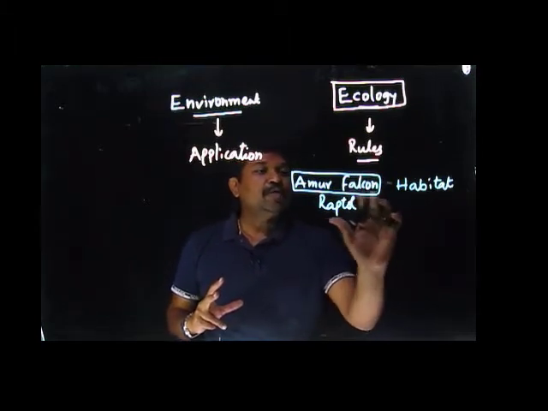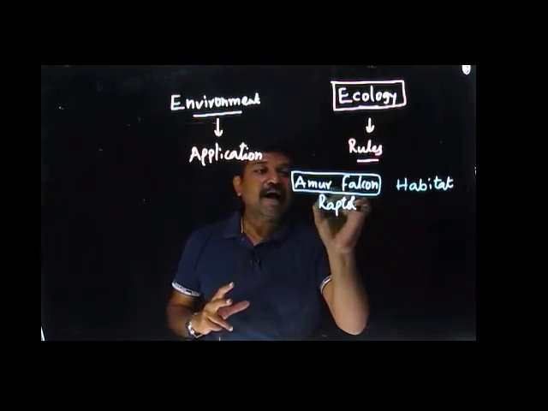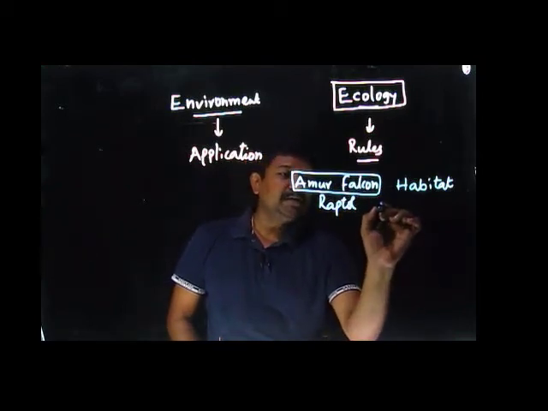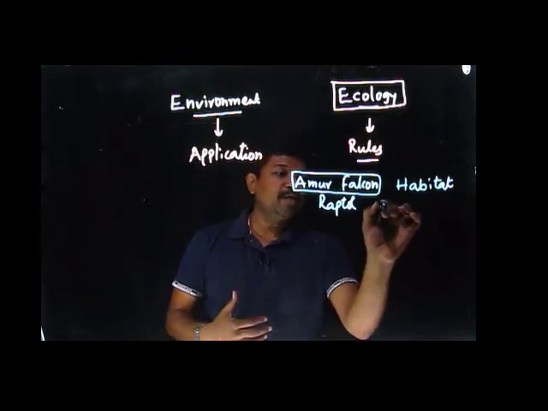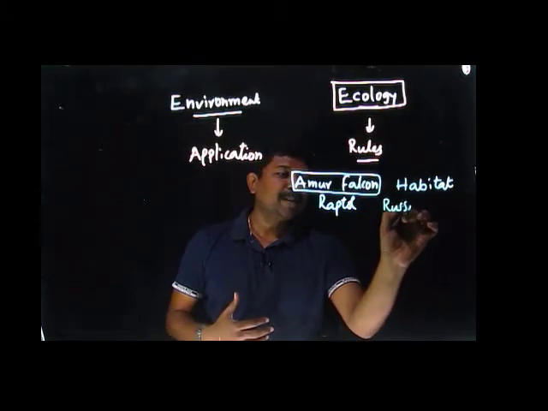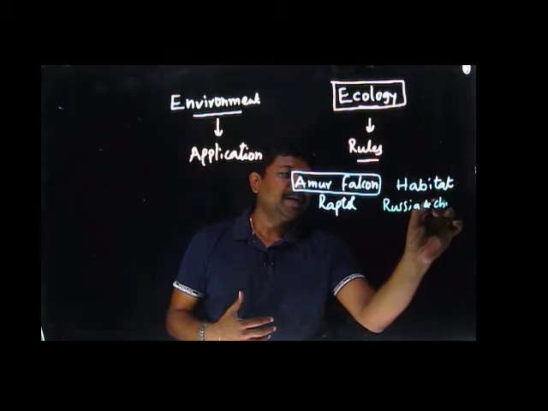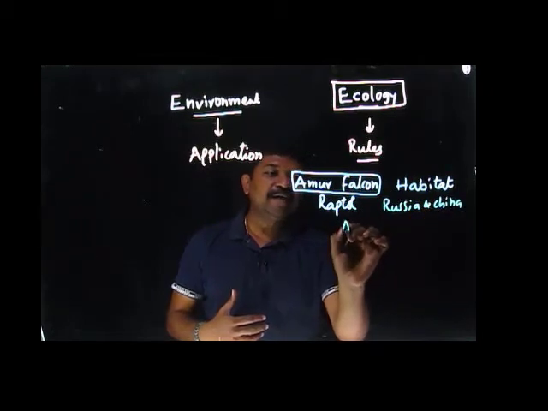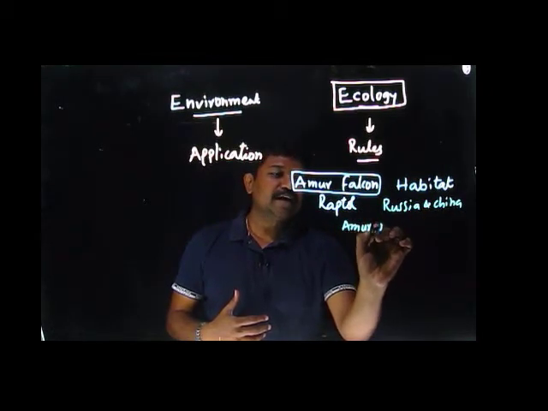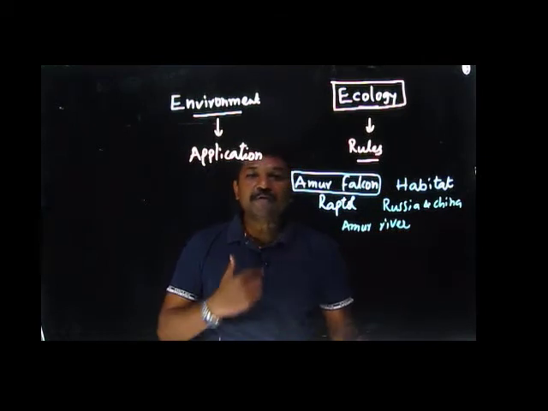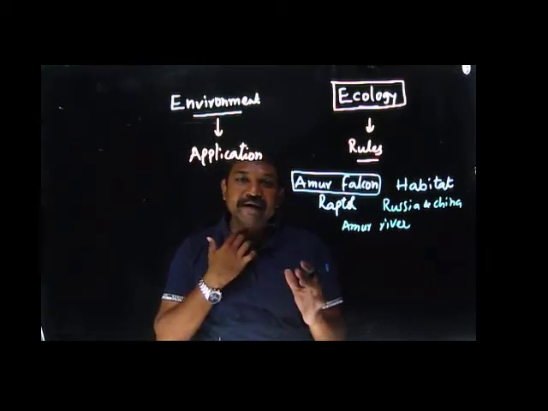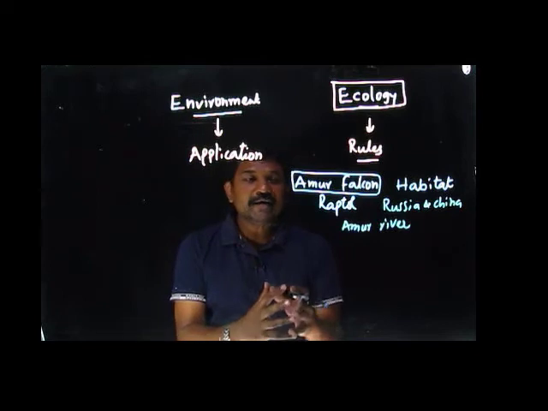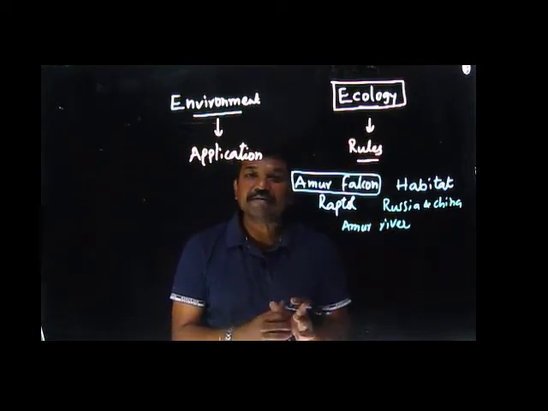What is the hometown of falcon? The Amur region. Where is this Amur region? It is along the boundary of Russia and China. In fact, Amur is the name of a river. This is called the Amur river, which flows as a common boundary between China and Russia. In this locality, you can find the native species called falcon.